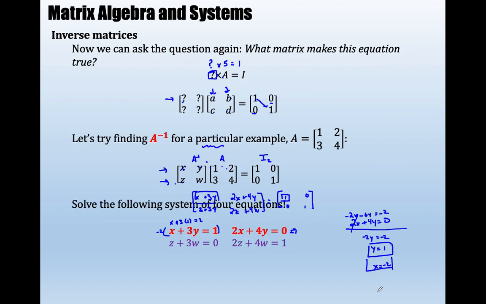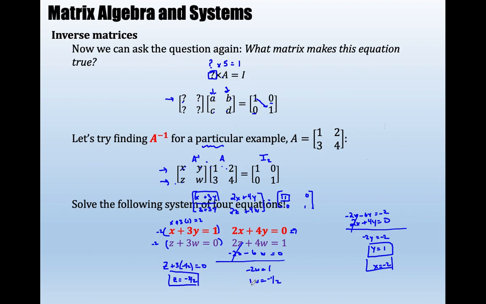And I'm going to do the same with my purple system, right? I'm going to multiply this times -2. Add down. I'm going to put that up into here. z plus 3 times -1/2 equals 0. So z is equal to -3/2.